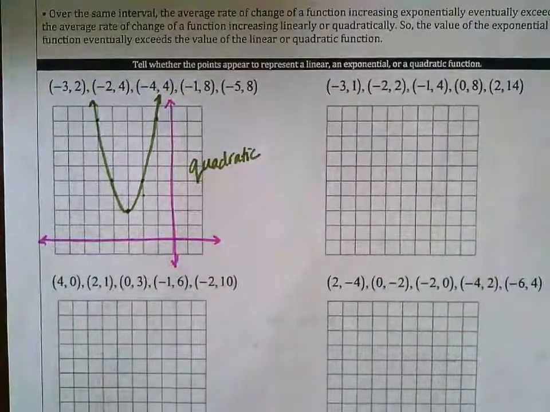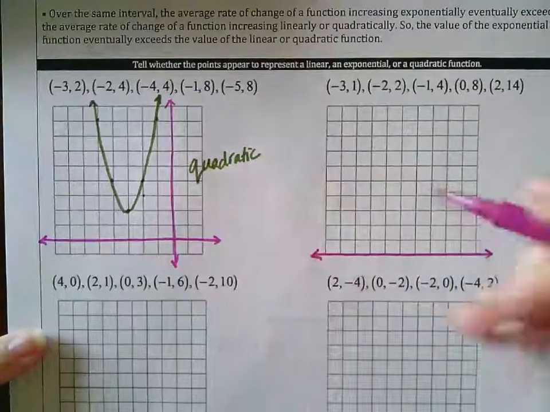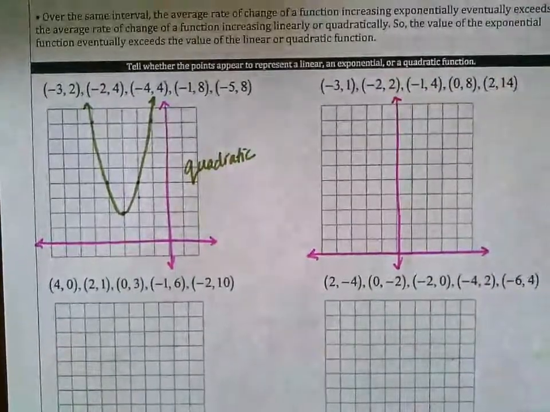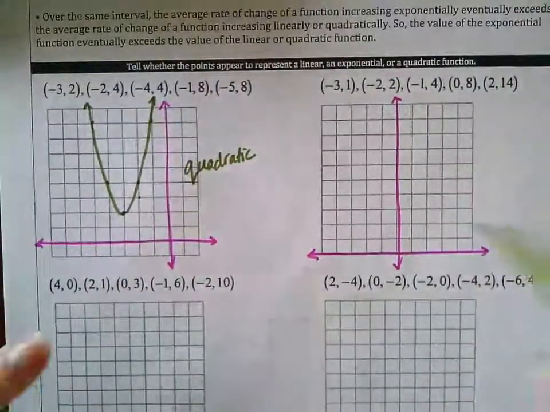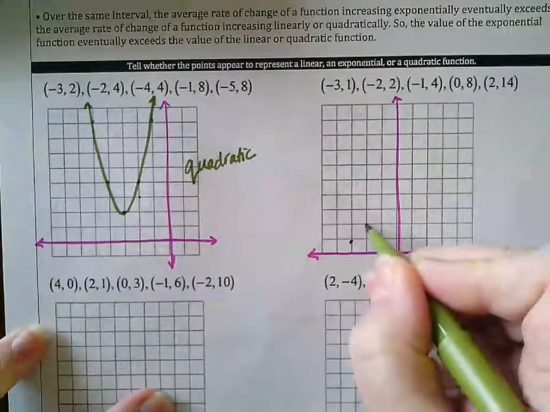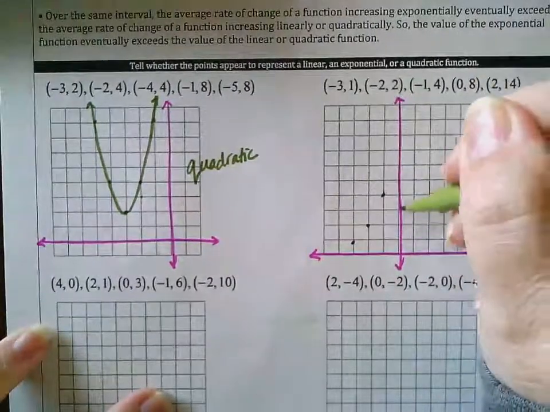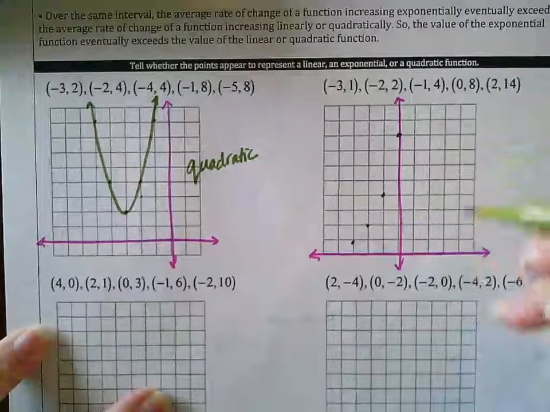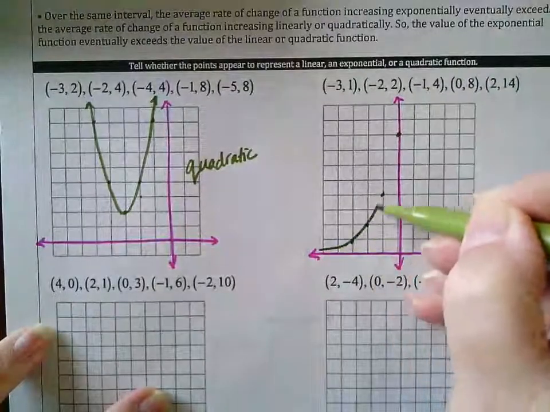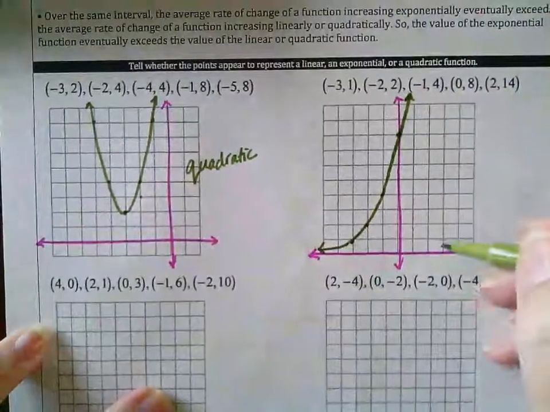So on this one, again, I'm determining where I'm putting the graphs based on where I see the points. But I've already pre-done these, so I kind of have an idea. So -3, 1, -2, 2, -1, 4, 0, 8, 1, 2, 3, 4, 5, 6, 7, 8, and 2, 14, which is off the graph. So if you take a look at this, it is exponential.